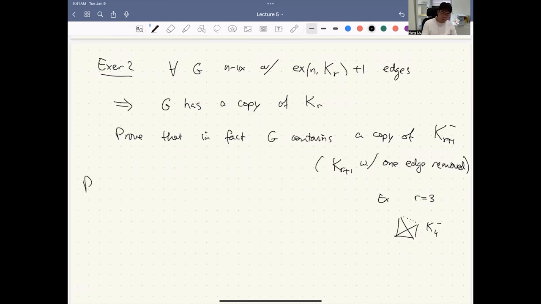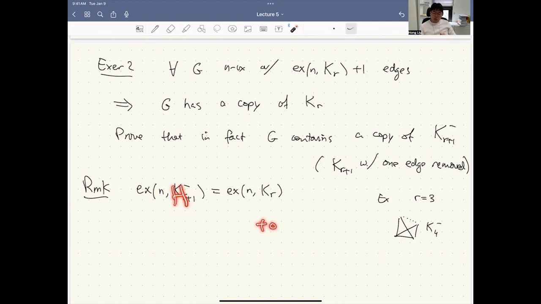The remark I want to make is that this above exercise actually shows that the extremal number of K_{R+1} minus is exactly the same as the extremal number of K_R. For generic graphs H, remember in Erdős–Stone, there's usually a plus little o of n squared error term. Here, there's no error term for this specific graph. More generally, we know that there's no error term for a larger family of graphs. That's the so-called color critical. This is the remark.